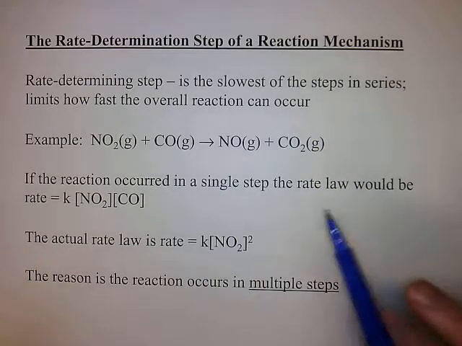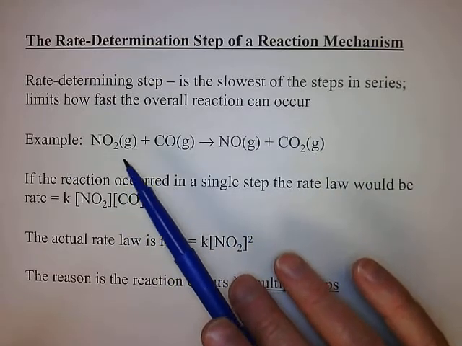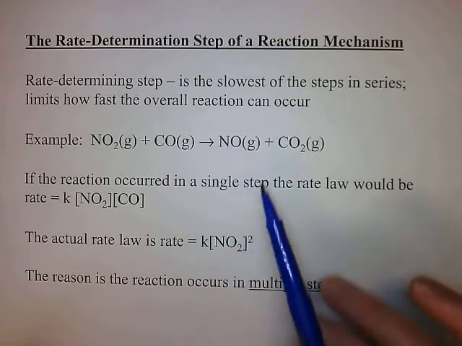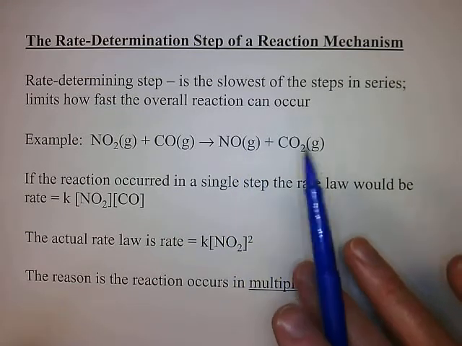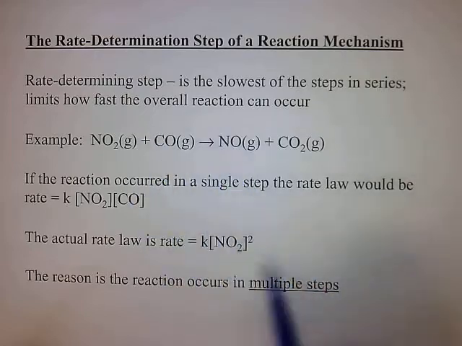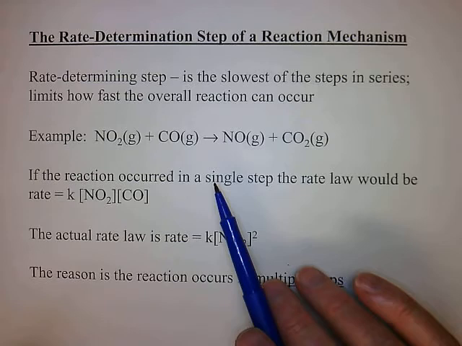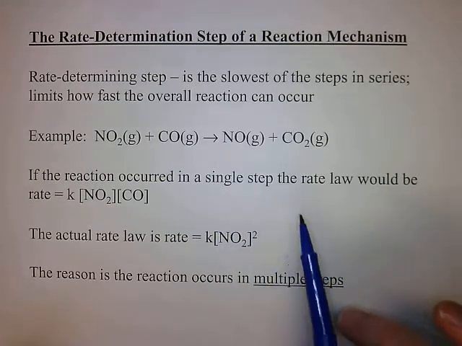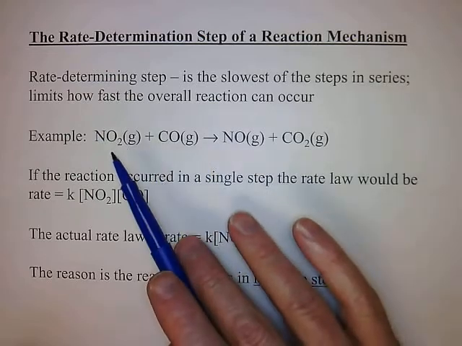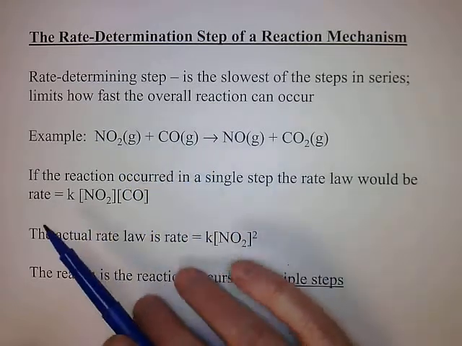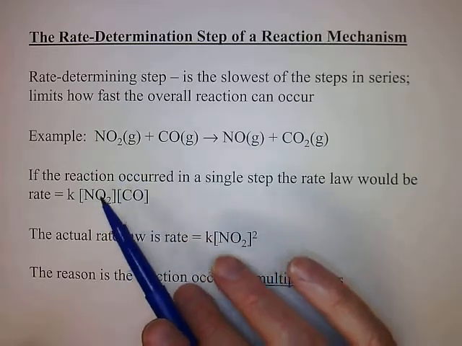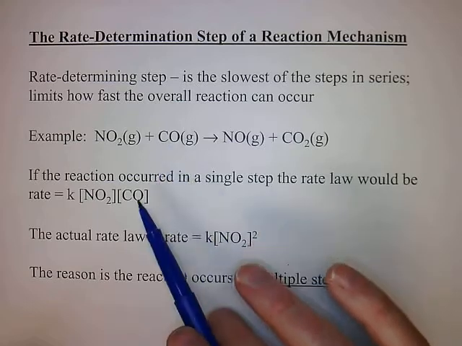All right. So let's look at this reaction. NO2 combines with a CO. Nitrogen dioxide combines with carbon monoxide, and it gives us nitrogen oxide plus carbon dioxide. So NO2 plus CO makes NO plus CO2. We're transferring an oxygen, basically. So if this reaction occurred in a single step, what would the rate law be? We have two reactants, it would be bimolecular. So if this occurred in a single step, and NO2 would combine directly with the CO, the rate would be equal to some constant K times the concentration of NO2 times the concentration of CO.